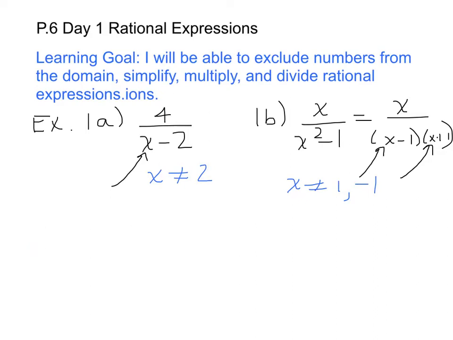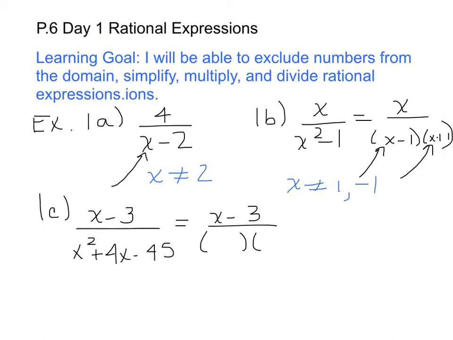Let's try another one. So in this example, you have to factor it. So this will be x plus 9, x minus 5. So here's another example of two x's that will make your denominator 0. So x cannot equal negative 9 or 5. So that's how you exclude numbers from your domain.